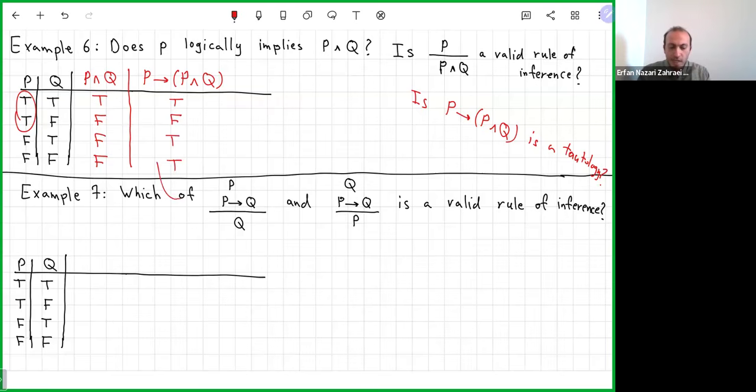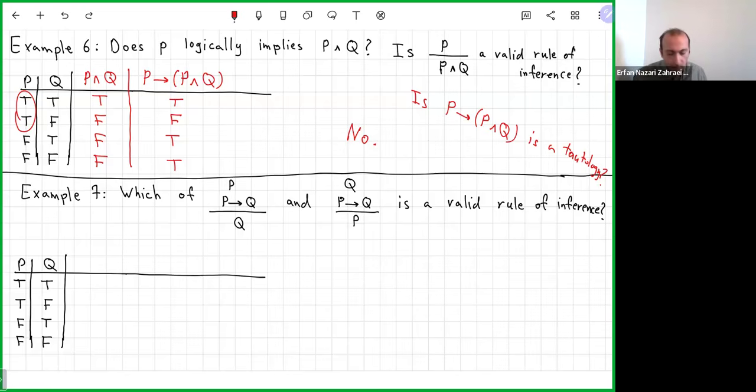Now, is it true that this statement is a tautology? Is it true that this column is always T? No, we have at least one false. So the answer for this is no. This is not a valid rule of inference, and P logically does not imply P and Q.